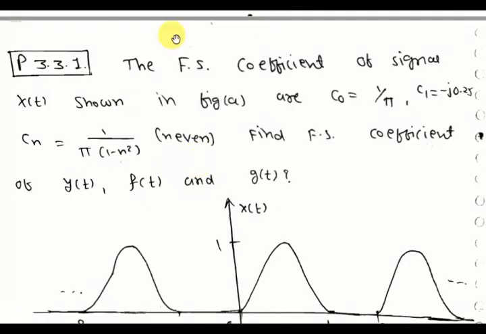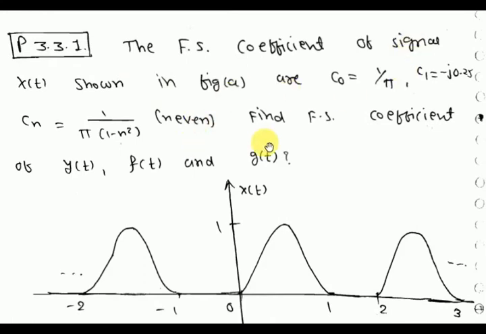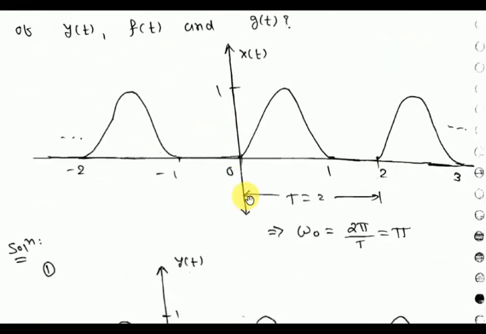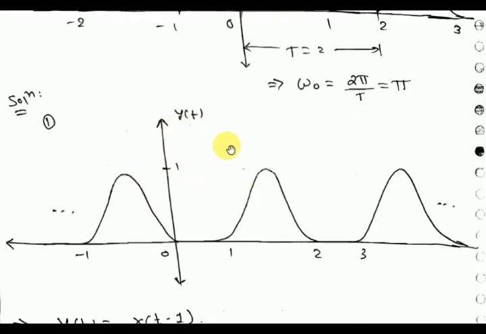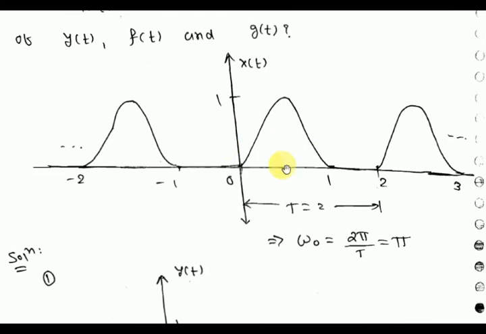One problem: the Fourier series coefficients of signal x of t shown in the figure are given. Find the Fourier series coefficients of y of t, f of t, and g of t. This signal's Fourier series coefficients are given, and we have to find the coefficients of these derived signals. If we write all the signals in terms of x of t, we can find the Fourier series coefficients using the properties we have studied. So y of t is given like this, and x of t is given like this. X of t has time period 2, so omega naught will be pi.